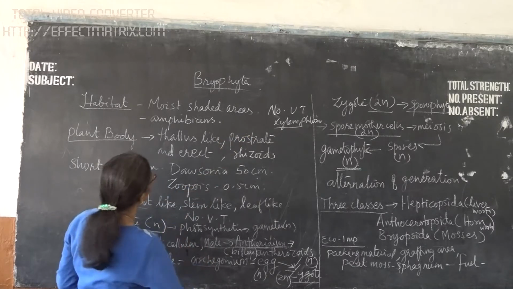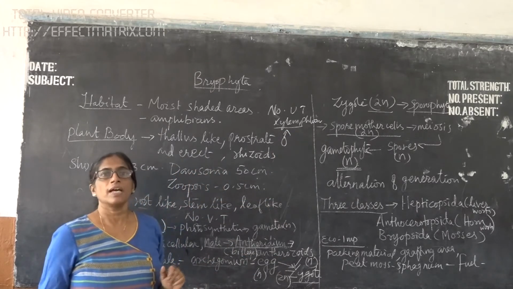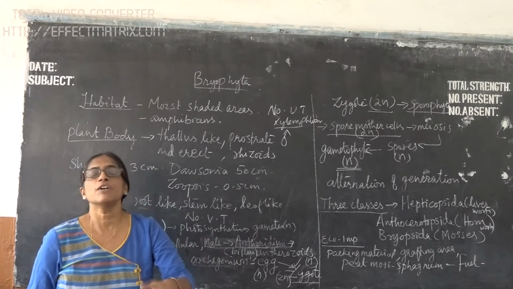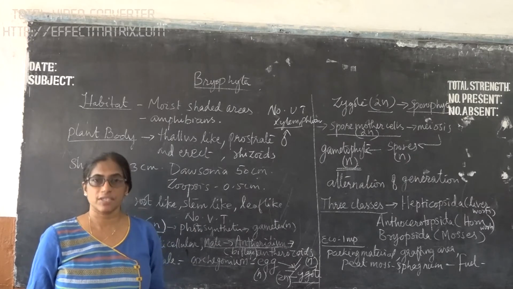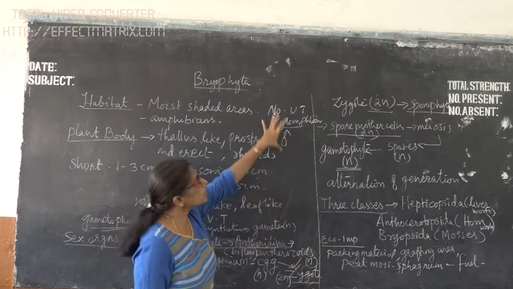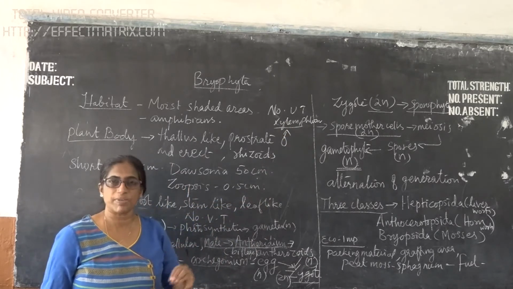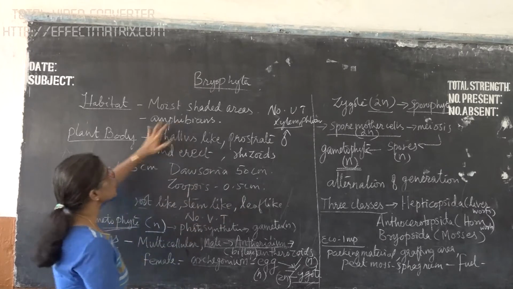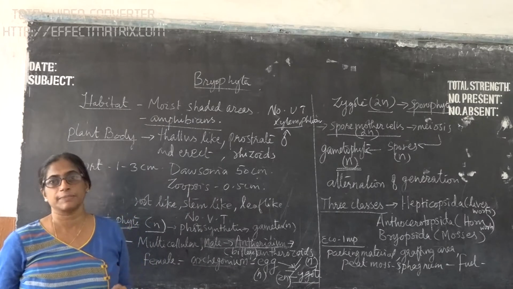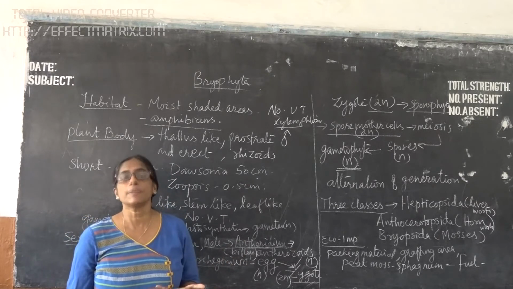The second reason is that their male gametes or the sperm have to swim through water to reach the female gamete for fertilization. So they need water for reproduction. Because of these two reasons, they are mostly found in moist shaded areas, damp places, humid places. So this group of plants is called the amphibians of the plant kingdom. They grow on moist soil, but they need water for reproduction.